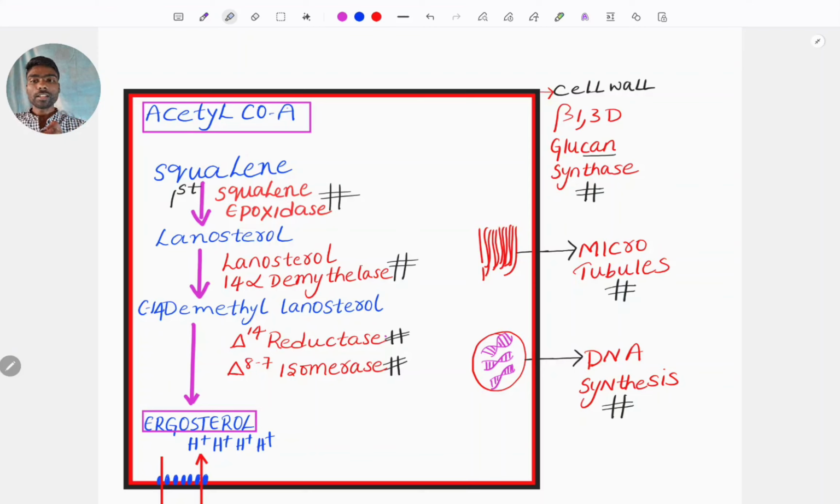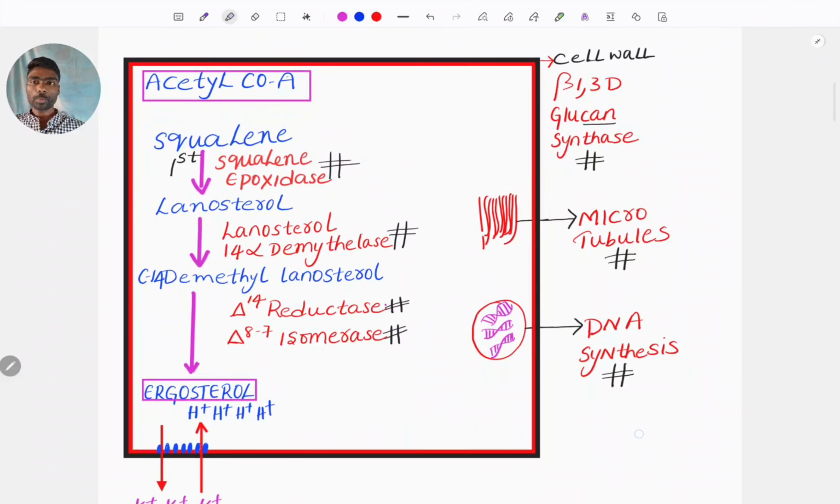First, from squalene, lanosterol will be derived through the enzyme squalene epoxidase. This is the first enzyme. Next, from lanosterol, 14 alpha demethylase acts and produces demethyl lanosterol. Later, delta 14 reductase, delta 8-7 isomerase, like various steps will happen, and ultimately the end product ergosterol will be formed. Ergosterol will be incorporated into the fungal cell membrane.